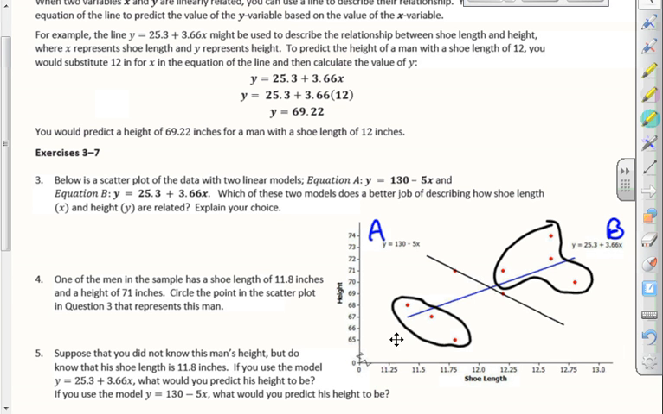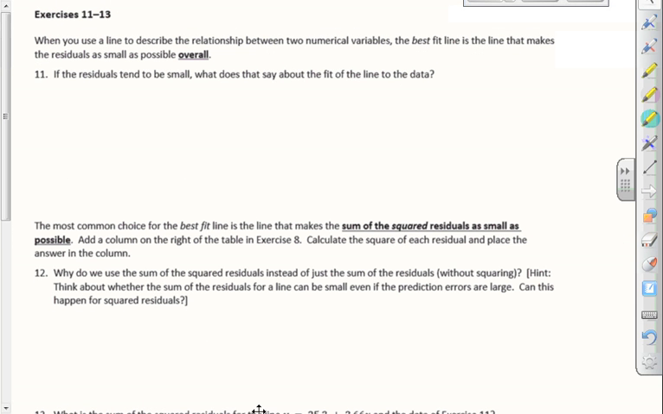So that really doesn't help us determine whether A or B is better. I mean, visually we know which one's better, but mathematically we can't justify it by just adding the residuals. So we have to look at some other ways of using the residuals to justify the graph that we think is best. So you could turn the page. We're going to move on to exercise 11 through 13 now.